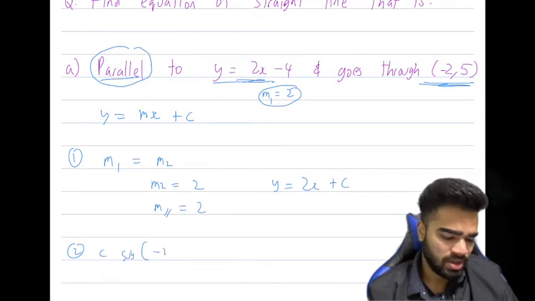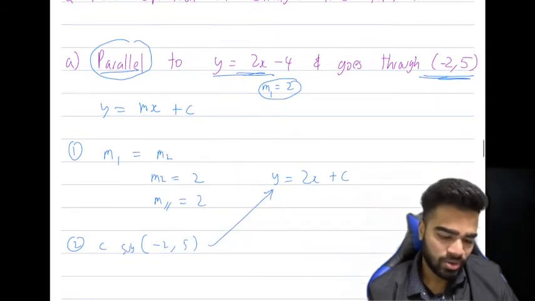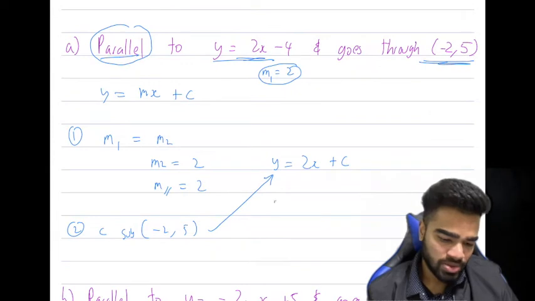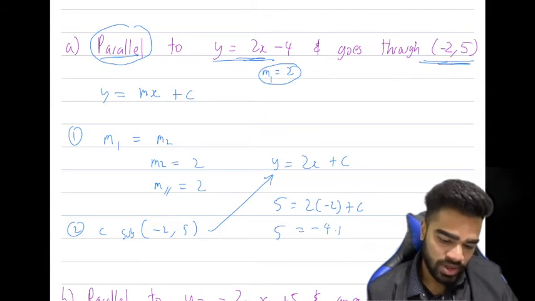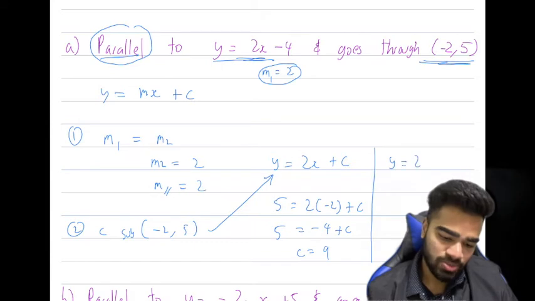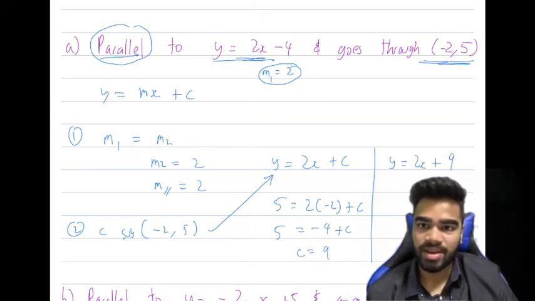You sub in -2 and 5. We only have one coordinate into this graph. So let's do it. So we have 5 is equal to 2 multiplied by -2 plus c. 5 is equal to -4 plus c. c is equal to 9. So the final equation is y is equal to 2x plus 9. That's it. Okay, simple as that.